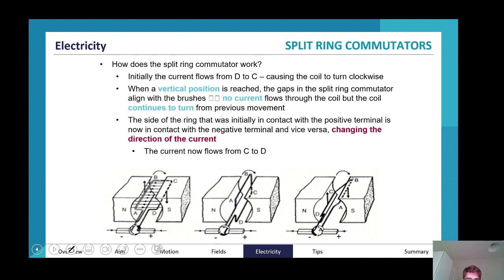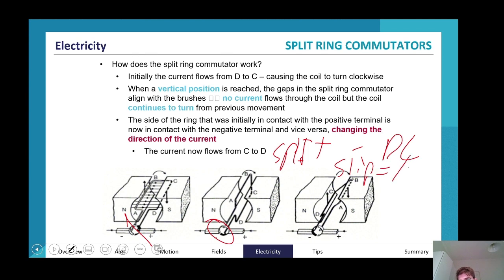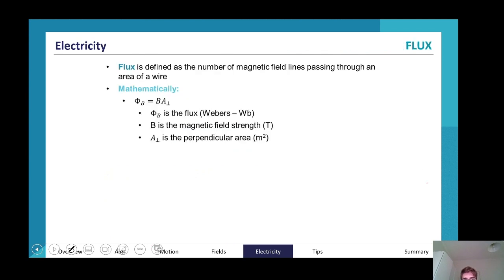And once electricity is generated, we want to have the output as AC or DC. AC stands for alternating current and DC stands for direct current. Now, if you use a commutator, you're going to get DC. A commutator is referring to the rings. If you use a split ring commutator, split, you get DC. If you use slip rings, you get AC. Pretty straightforward, right?